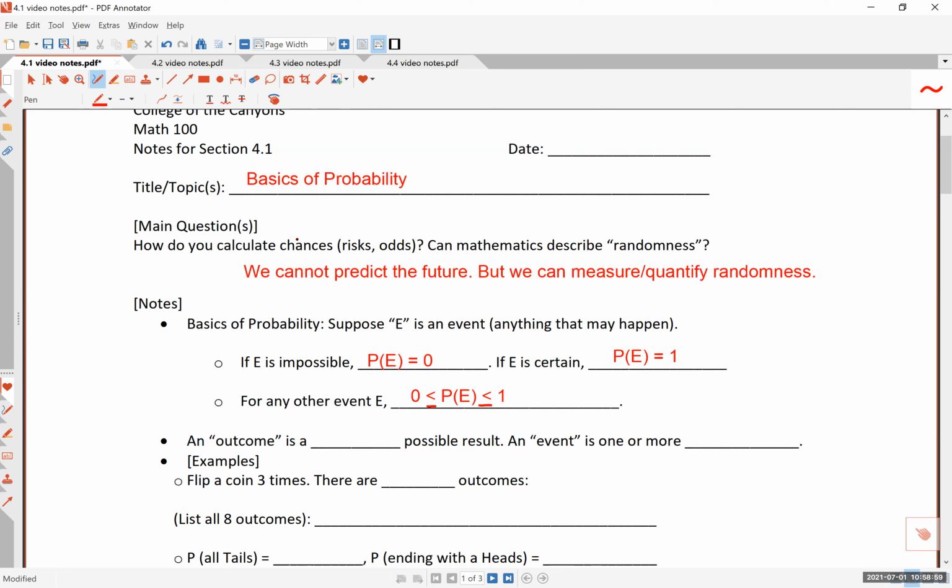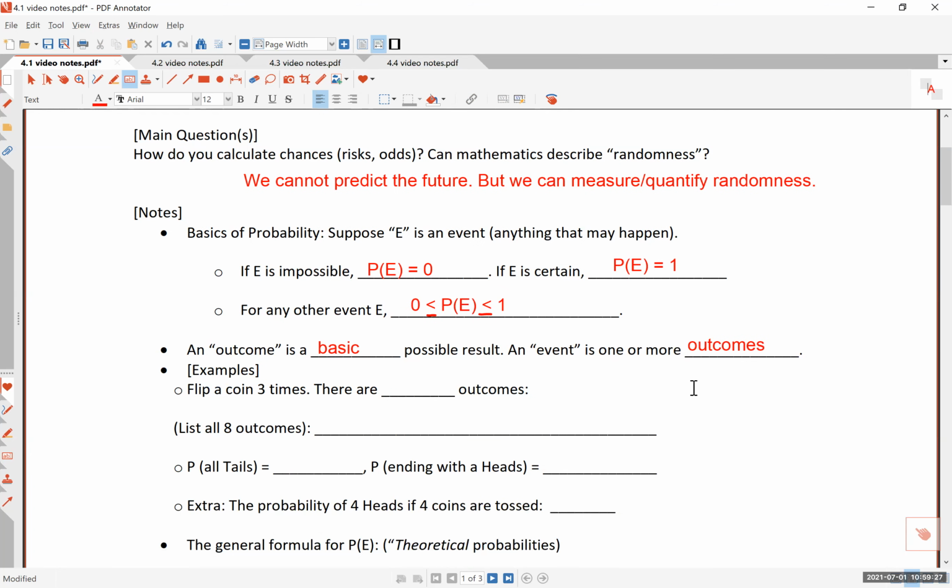Okay, so an outcome. Now there's a difference between the word outcome and an event in the theory of probability. All right. So when we talk about an outcome, we are talking about the most basic, like an atomic level, unsplittable, okay, most basic possible result. And an event is one or more of those outcomes. Okay, let me give you an example so you can understand the difference between these two important terms. Okay, an outcome and an event.